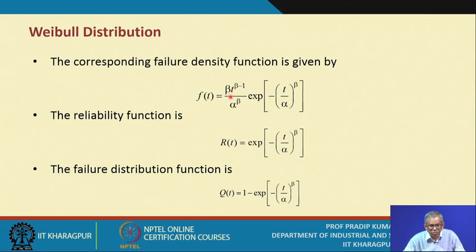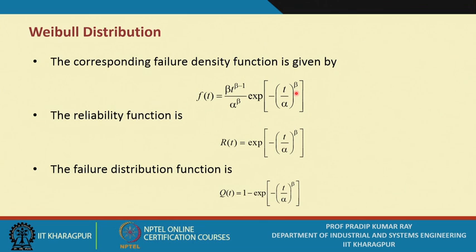That means f(t) is equal to beta t to the power beta minus 1 divided by alpha to the power beta, times exponential e to the power minus (t upon alpha) to the power beta. So these expressions you get directly from the Weibull density function, assuming that gamma is equal to 0.